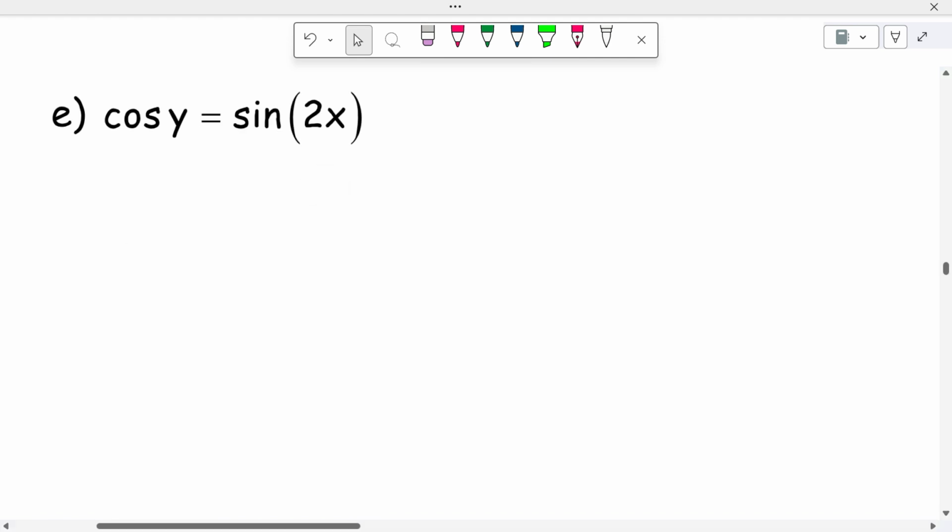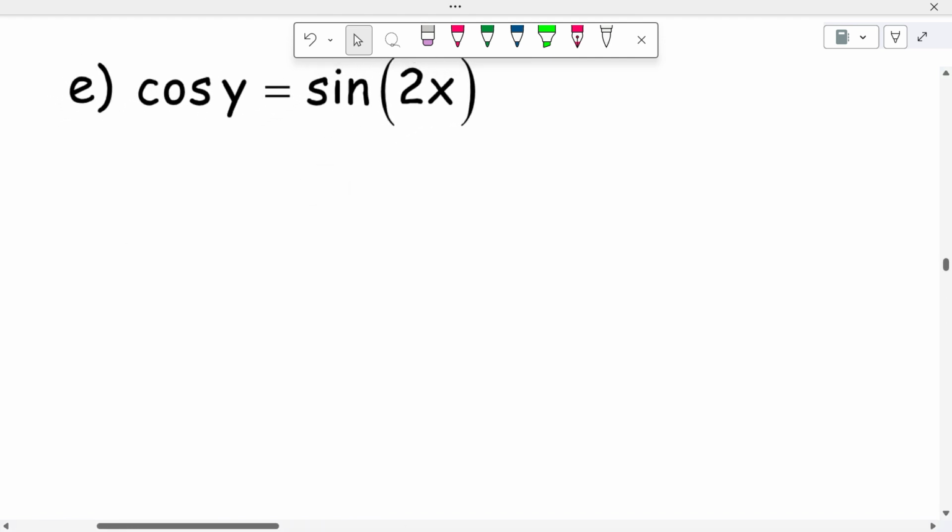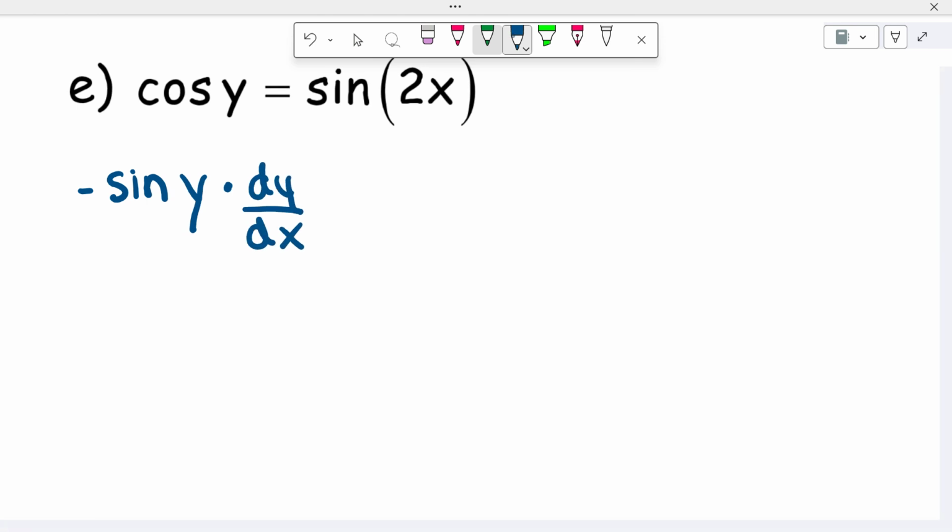So derivative of cos is negative sine y. Now the derivative of the inside, so derivative of y is dy dx or y prime, whatever you've been using. So that side's done. Equals, so the derivative of sine is cos, inside stays. Now the derivative of the inside is 2.